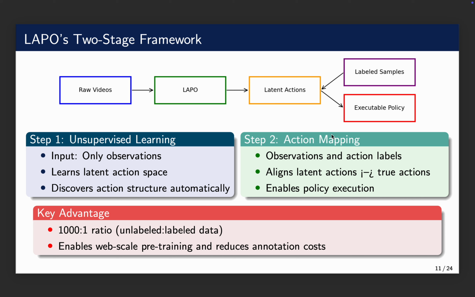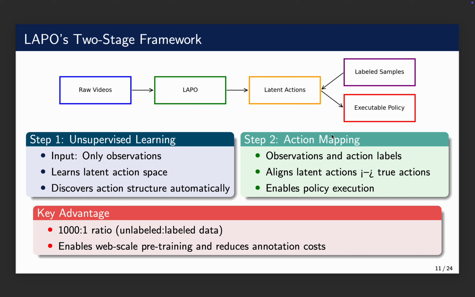So here we just have a video of somebody doing something, or some expert doing something. Our objective is to learn what actions are possible, what action leads to what object, what outcome, and so on. Here we essentially try to learn a latent space. This is the unsupervised learning part. Then in the second part, we perform action mapping, where we map the latent actions to true actions, and this enables us to learn a policy.